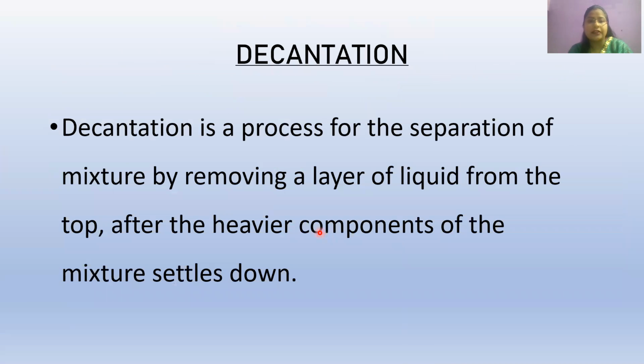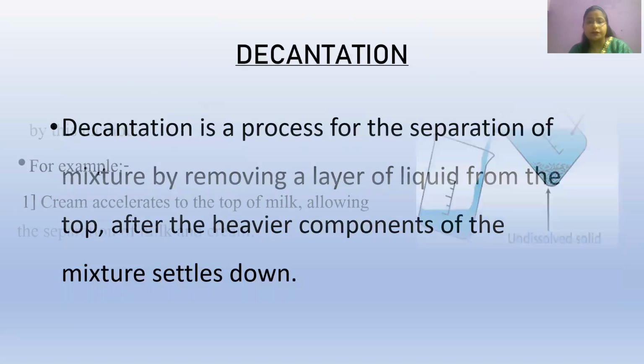Now the next method is decantation. Decantation is a process for the separation of a mixture by removing a layer of liquid from the top after the heavier component of the mixture has settled down. After sedimentation, we will do the decantation. When the impurities settle down at the bottom, we will remove the upper layer of liquid. That process is known as decantation.